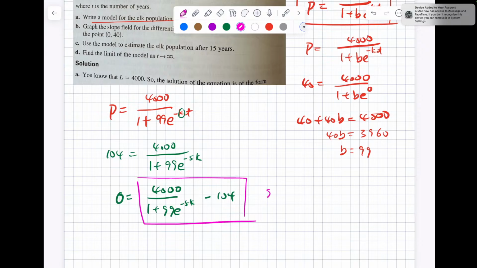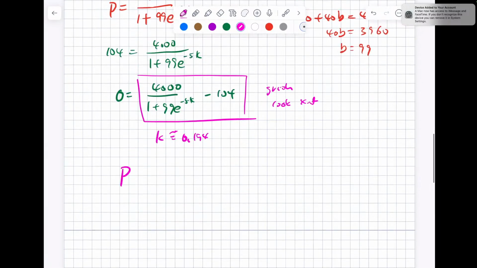So you graph this part. You look for intersections, look for the x-intercept. You'll find K is equal to roughly 0.194. Yeah, it'll be 0.194. Then this becomes your new population equation, which is 4,000 over 1 plus 99 e to the negative 0.194t. So we answered question A.